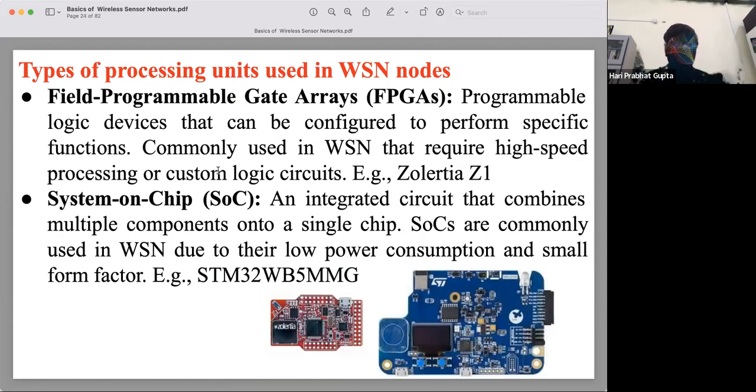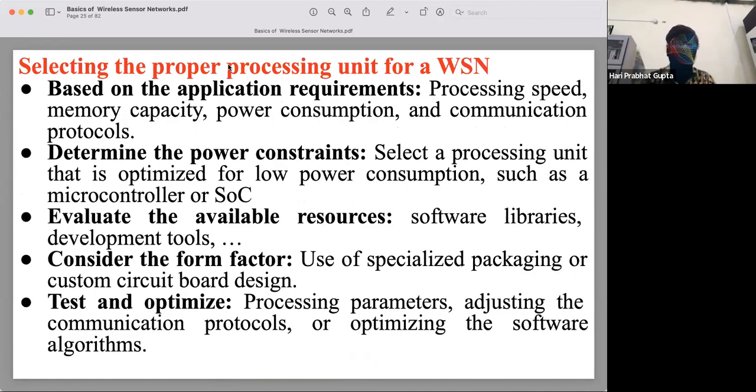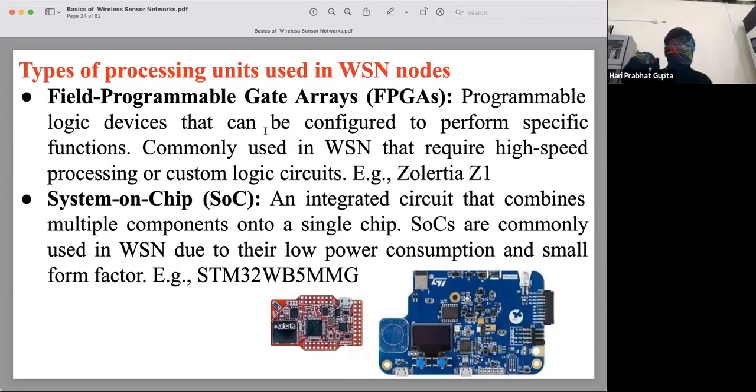We go one step further, where this DSP is also not sufficient. In that case, you need to go to the field programmable gate array, FPGA. Lorenzo uses this FPGA right now. This is a programmable logic device that can be configured to perform a specific function, whatever the function required. And the beauty of this solution is high speed processing and customized logic gates. So whatever you require, you can customize based on your requirement. And the advantage is high speed.